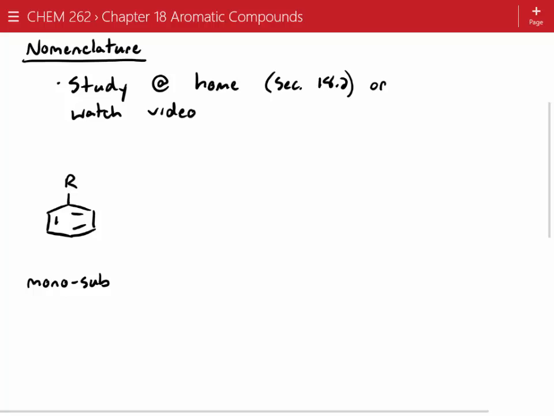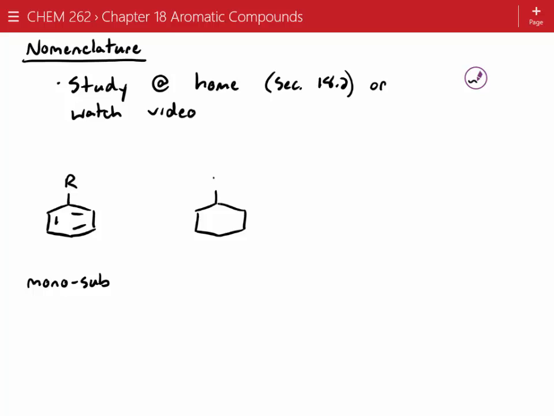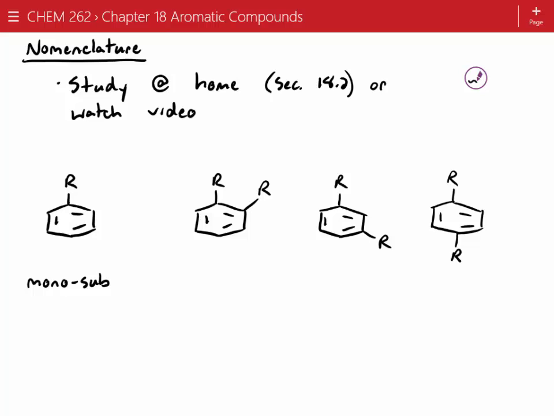But with di-substituted rings, they have very unique nomenclature. So let's say we've got two R groups, and they're right next to each other. Or we could have two R groups where one of the R groups is over here, or we can have two R groups where one is on the opposite side. Now we need to clearly define these positions.